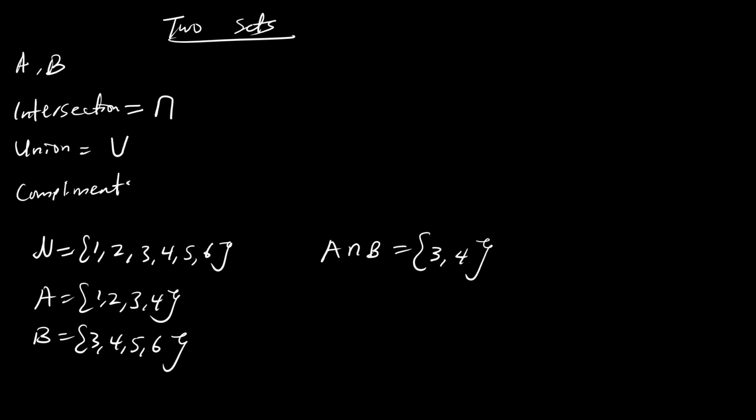If you have to find A union B, this includes all the elements we have in both A and B, and these are 1, 2, 3, 4, 5, and 6. And lastly, if we are looking for A complement, that will be all the elements in the universal set that are not in set A, and this includes 5 and 6. So that is just some quick refreshment on intersection, union, and complement of sets. So let's move into Venn diagram.